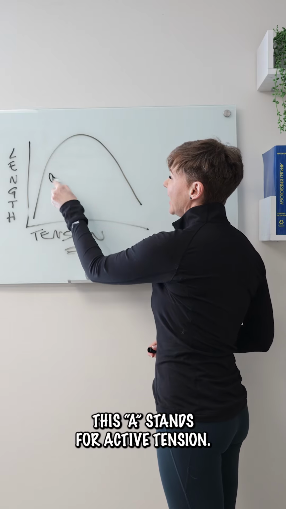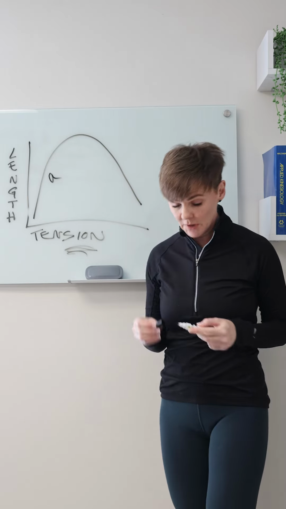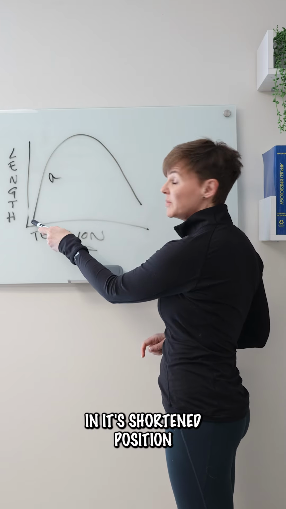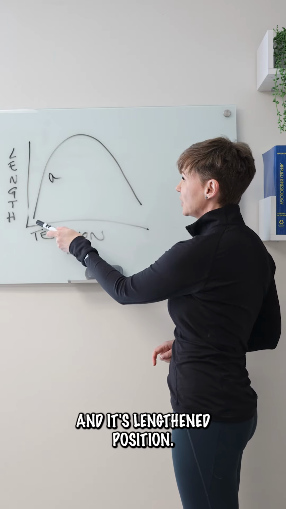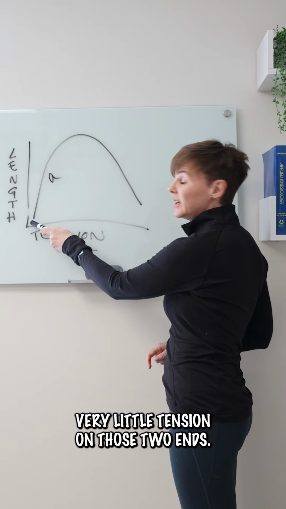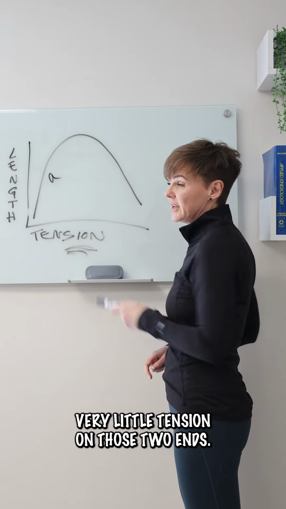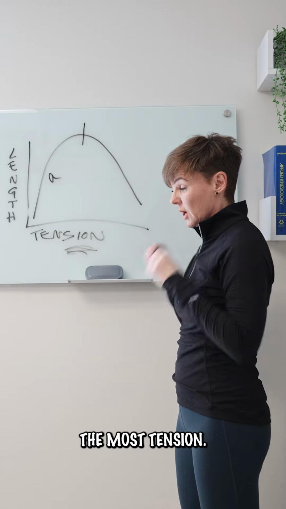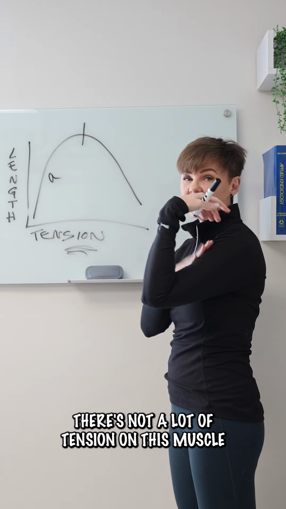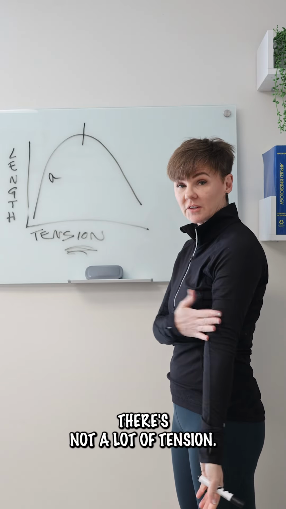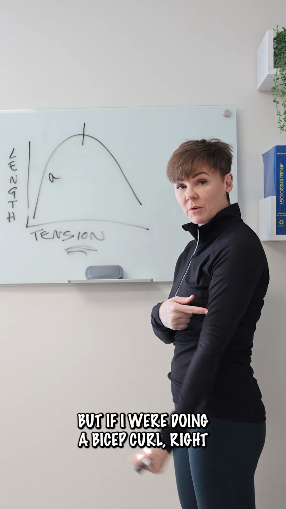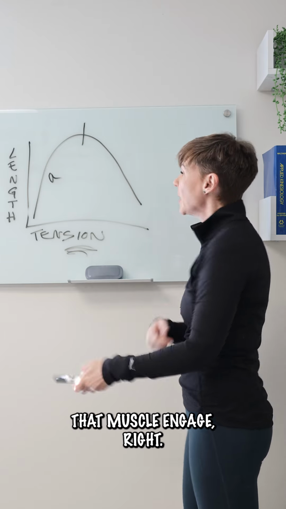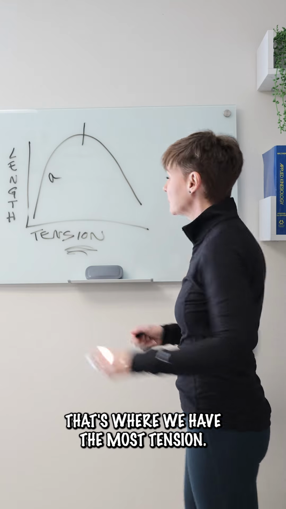This A stands for active tension. So that is a muscle in its shortened position and its lengthened position. We have very little tension on those two ends. Here in the middle is where we have the most tension. So what that means is here, there's not a lot of tension on this muscle. Down here, there's not a lot of tension. But if I were doing a bicep curl right about here, we'll start to feel that muscle engage, right? That's where we have the most tension.